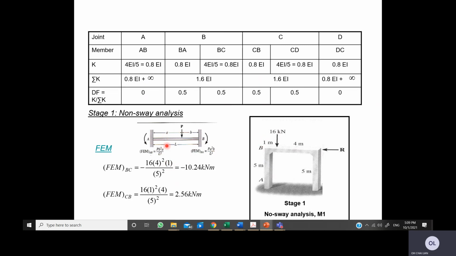So you have this one, and the total length is 5 meter. It is negative because at this end we have anticlockwise, counterclockwise, so it is negative. The a and b are as shown here, and P is 16 kilonewton. Substitute all this in, you get 2.56.